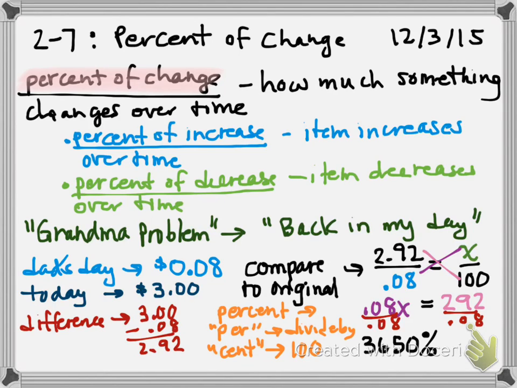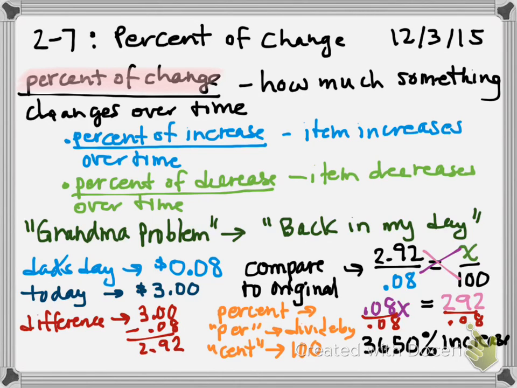3,650%. Now, has our price increased or decreased since my dad's day? Increased. So this is a percent increase. And so I just tack on the label increase. So since my dad's day, when he bought that loaf of bread for approximately 8 cents, the price of bread has minimally or approximately increased by 3,650%. Woo! That's kind of crazy. Okay?